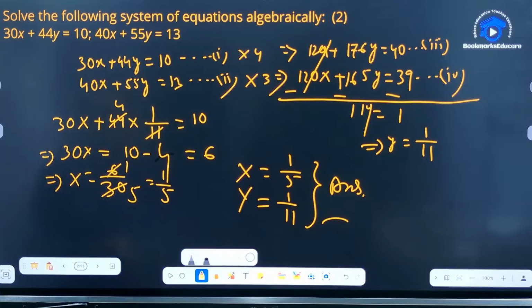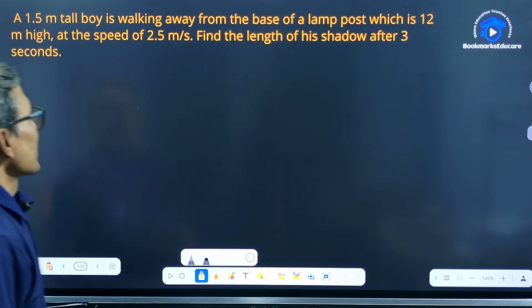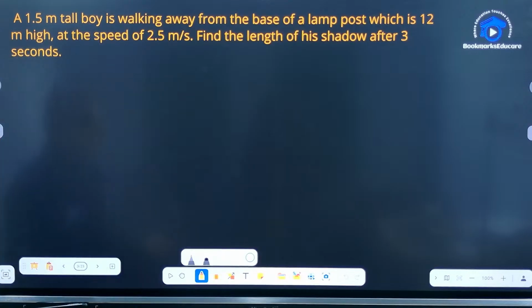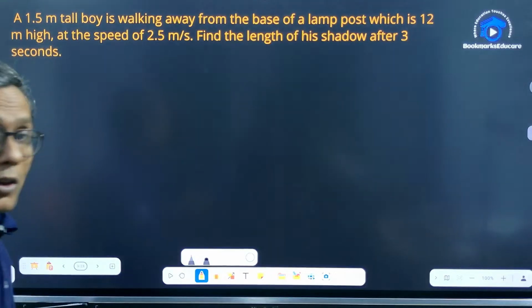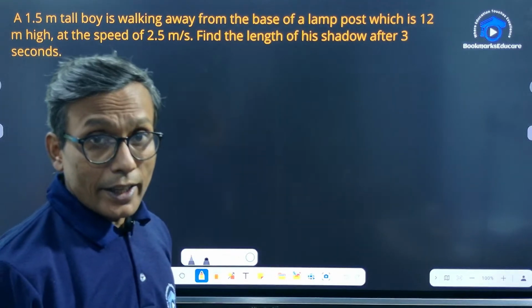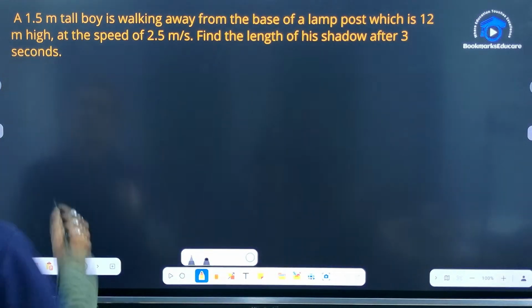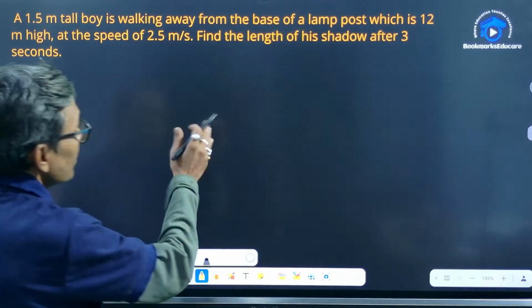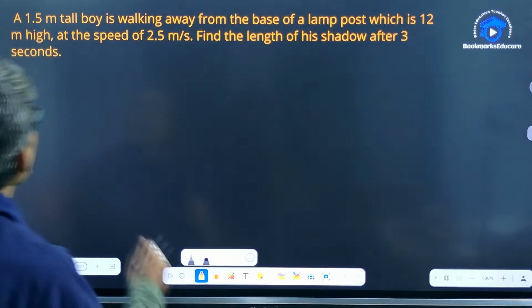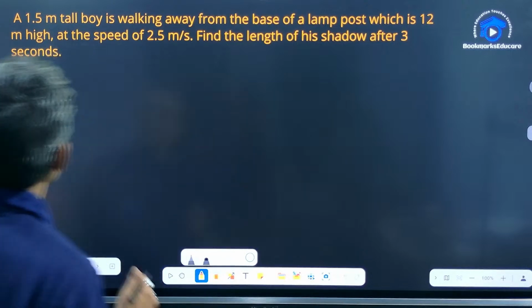Okay, so now the next question from section B. Second question from section B for class 10 CBSE. This sum belongs to height and distance.